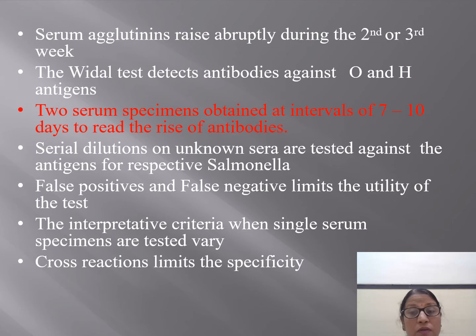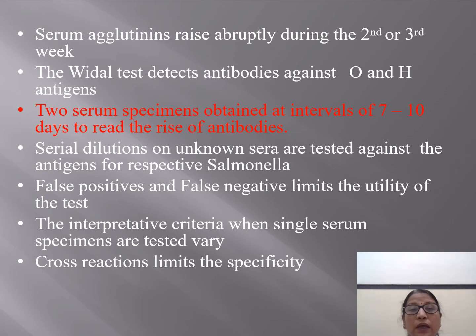Serial dilutions of unknown sera are tested against the antigen. The amount of antigen is fixed, one in all the tubes. Whereas in the first tube, whatever serum we have taken, we dilute it so that we get final dilutions of 20, 40, 80, 160, 320, or we can have 30, 60, 120, 240. Clear? Any way we can make dilutions like this.